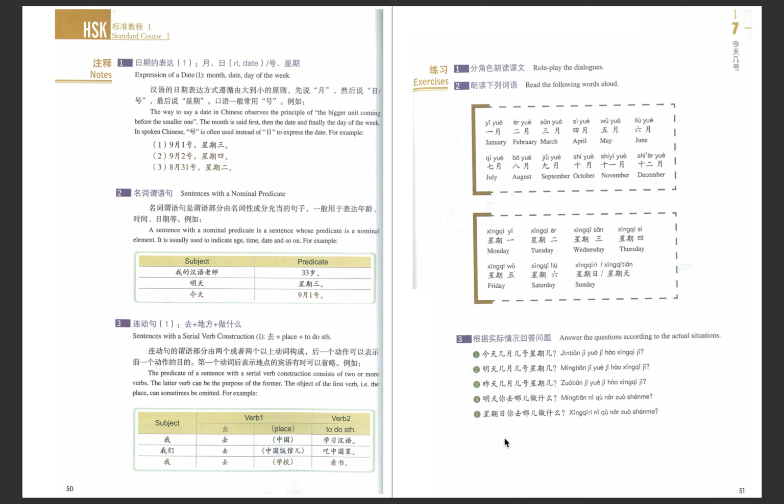Lastly, 星期日你去哪儿做什么? 星期日 Sunday, 你去 you go, 哪儿 where, 做什么 to do what. So where do you go and what do you do on Sundays? It depends on the context. It's not asking about the habits always. It would be maybe the Sunday which is coming or we just passed. It depends.